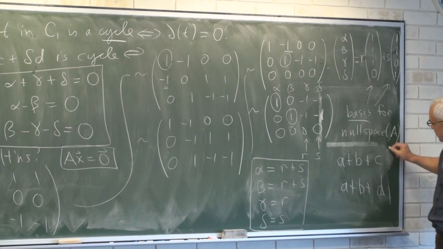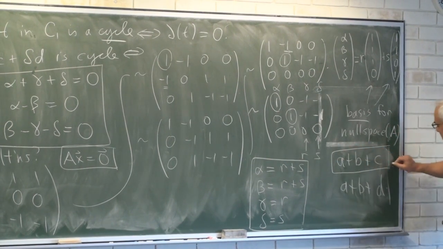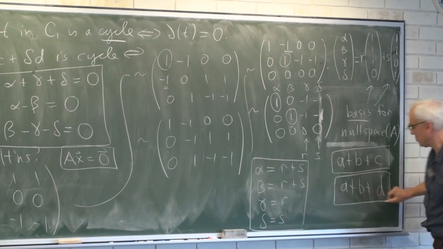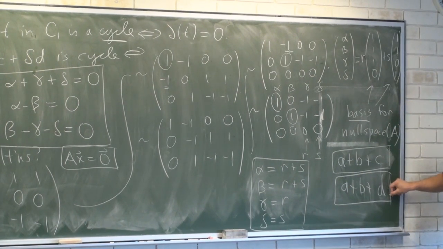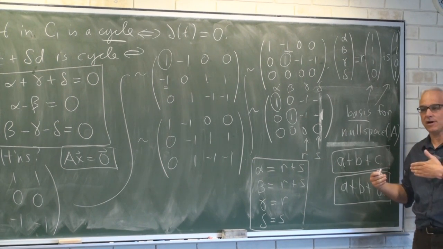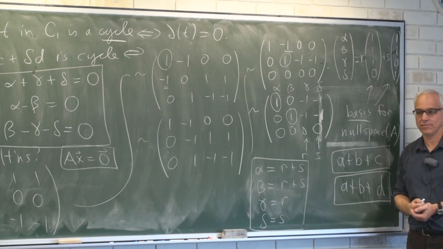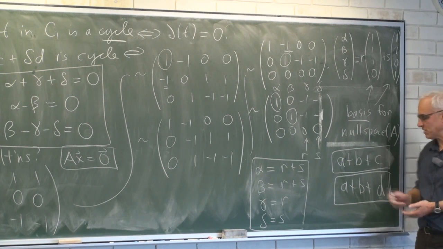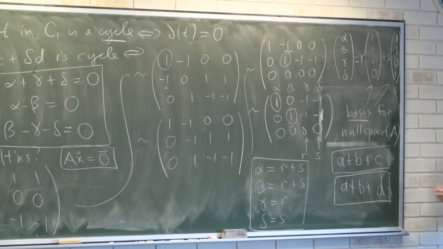So what we found is that these two cycles, these are cycles, and any other cycle is a linear combination of those. This forms a basis for the space of cycles.